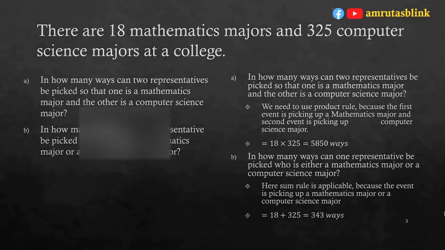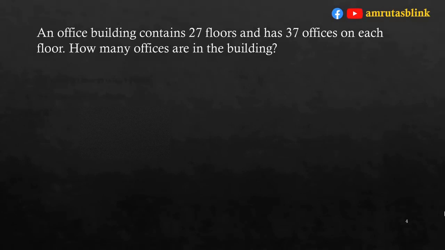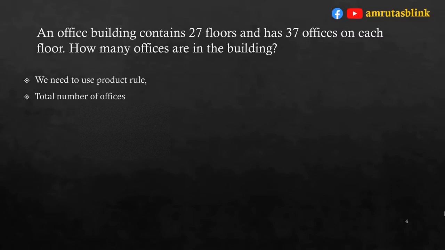Moving to the next problem. An office building contains 27 floors and has 37 offices on each floor. How many offices are there in the building? Now in that building there are 27 floors and on each floor there are 37 offices. So the total number of offices will be 27 into 37. Here also we need to use the product rule.